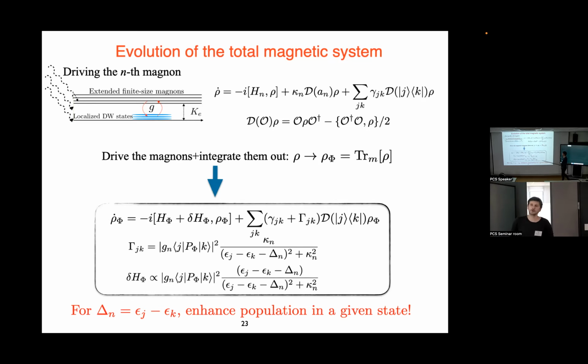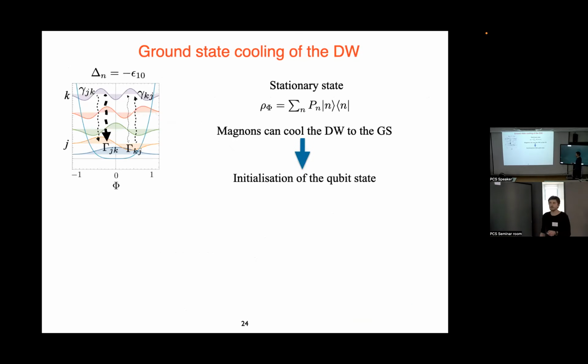And what are the differences compared to its, say, isolated dynamics in the presence of Gilbert damping is that now the magnons introduce these rates here, and also it shifts a bit the energy. And these rates are very important because by tuning delta n, you can, in principle, make this delta n equal to this. You can decrease gamma jk or enhance compared to different transitions. So you can really tune the transitions and specific transition between the domain wall levels, and you will see how that can help you. So what can you do with that?